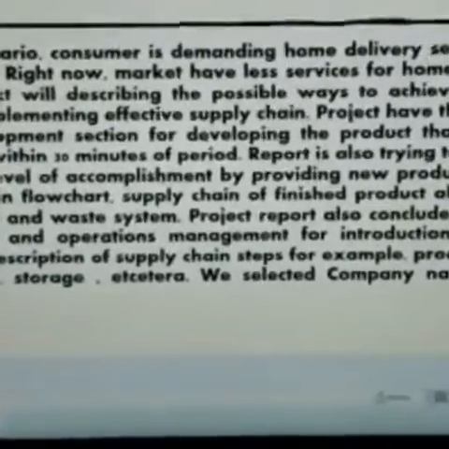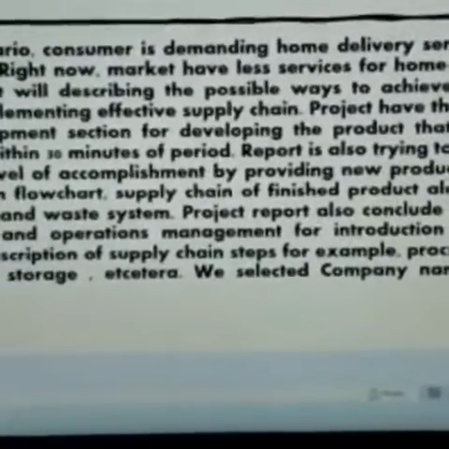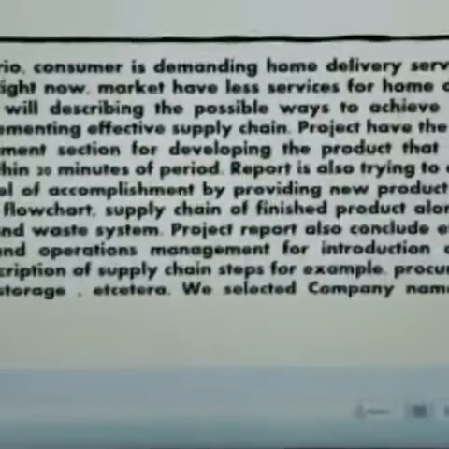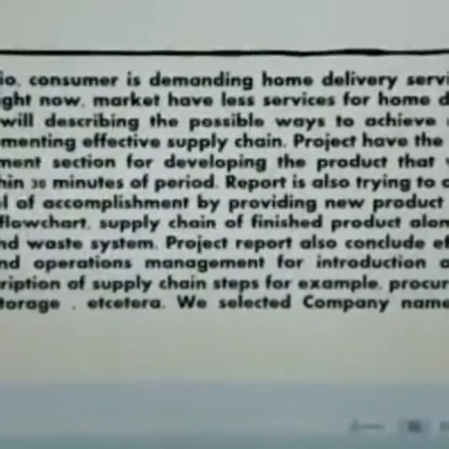We selected our company name as PJ Foods, and the rest of the parts will be covered by the responsible person in each project phase. Thank you.